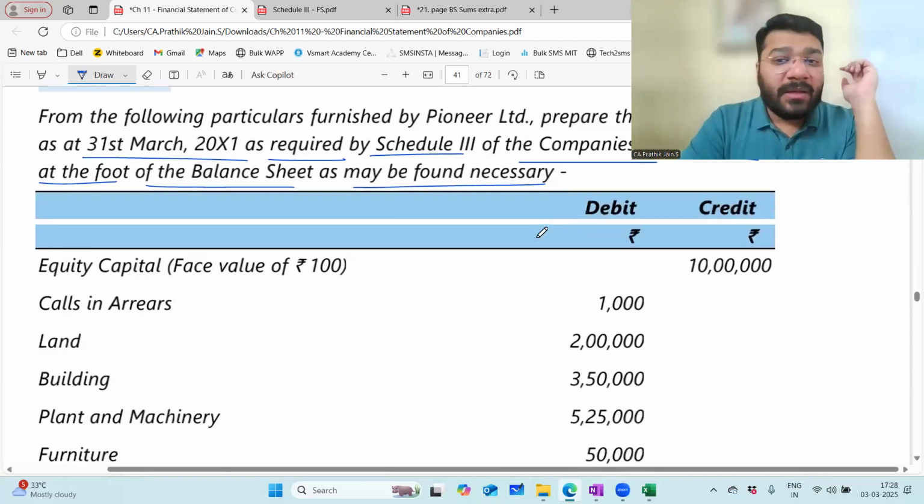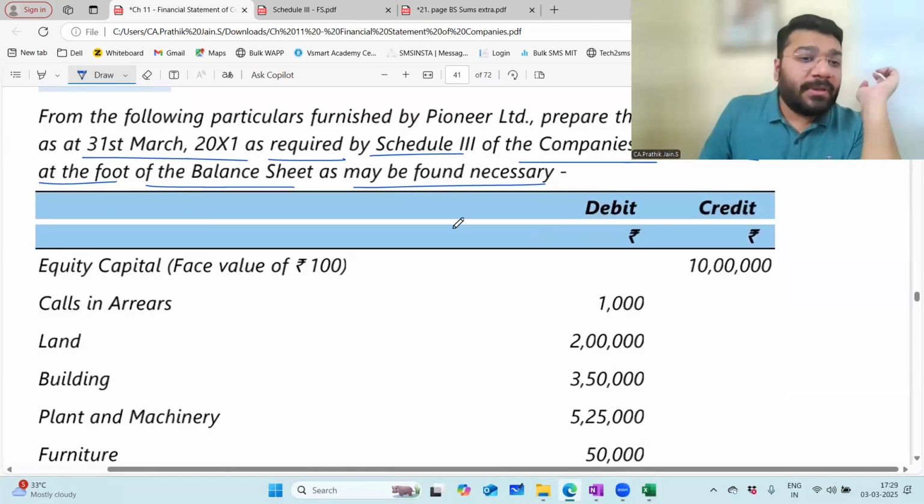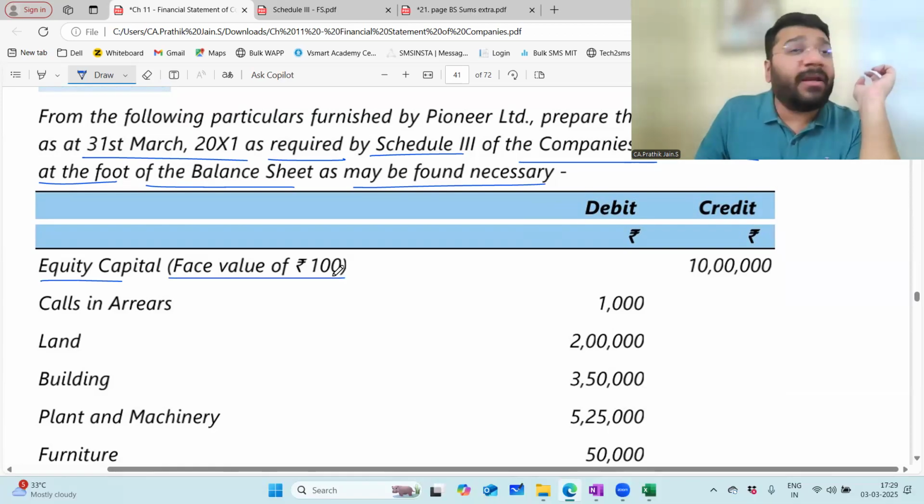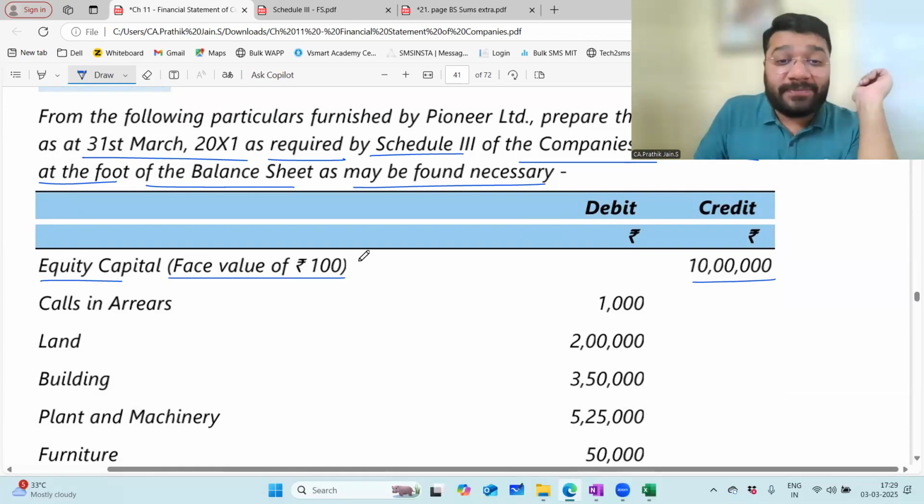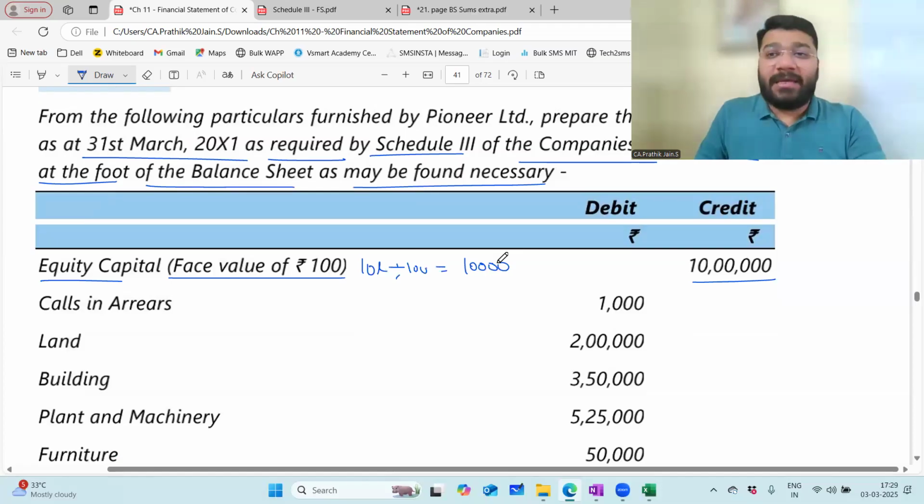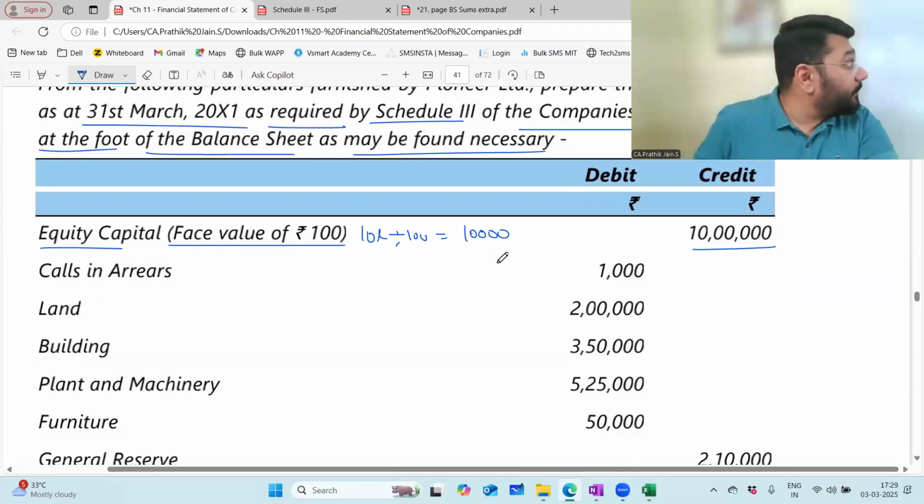Wonderful. Now they have given debit column, credit column. Equity capital, face value is 100 and the capital is 10 lakh. Can you please tell me what is the number of equity shares? Sir, 10 lakh divided by 100, how much is it? 10,000 equity shares. Any problem? No problem. Okay.